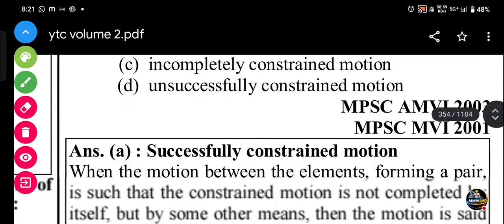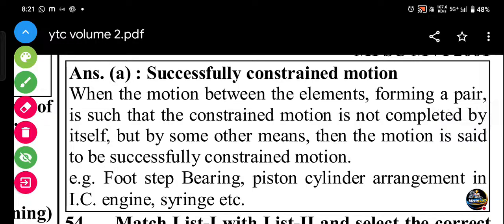Let's check the explanation. It is a successfully constrained motion when the motion between the elements forming a pair is such that the constrained motion is not completed by itself, but by some other means. Then the motion is said to be successfully constrained motion, like footstep bearing, piston cylinder arrangement, IC engine. This type of bearing, if we apply the load, stays in the steady position. This is the successfully constrained motion, footstep bearing.